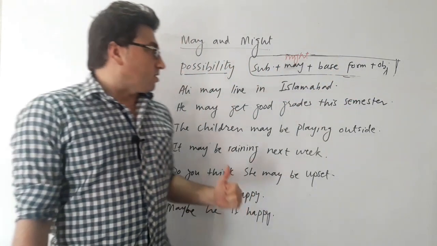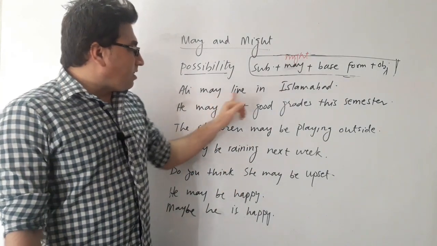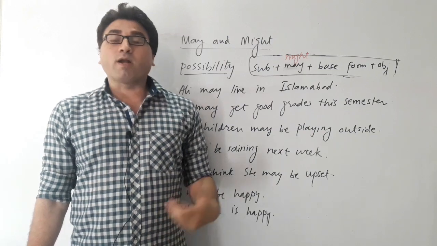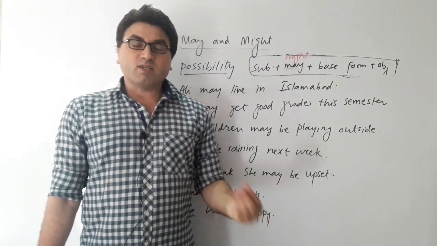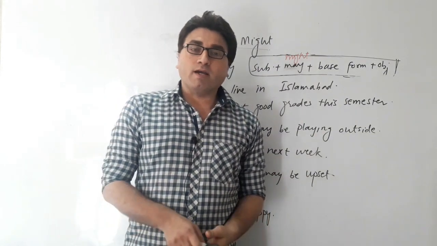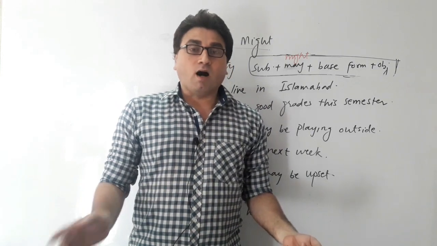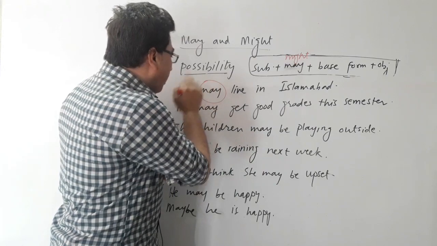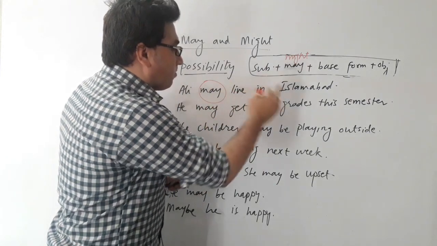Now have a look at the first sentence. Ali may live in Islamabad. I have a friend and he asks me, where does Ali live? And I say to him, I haven't seen him for ages. I don't have any idea. I'm not sure. That is why I'm using may. Ali may live in Islamabad.